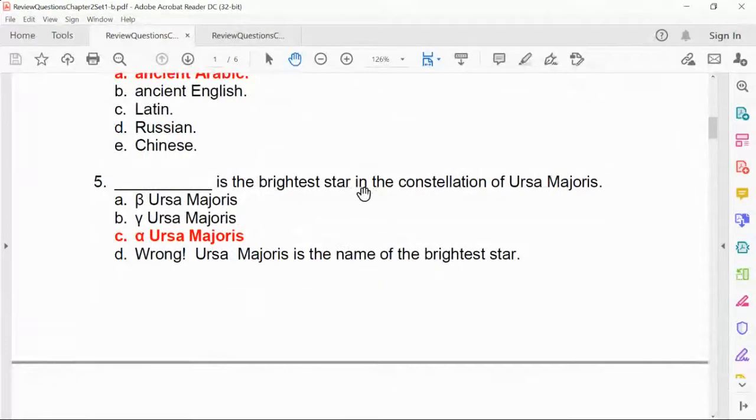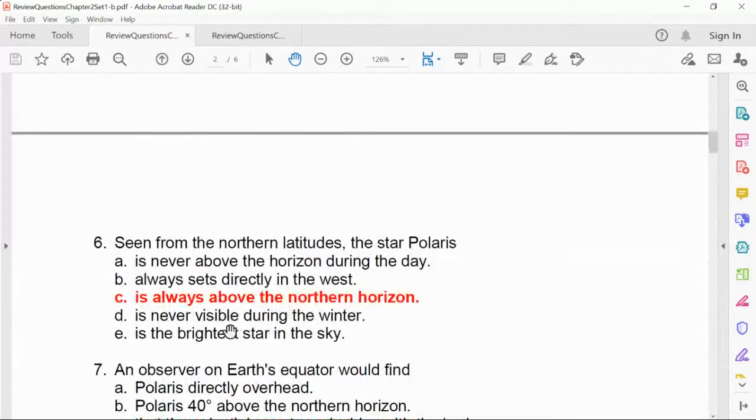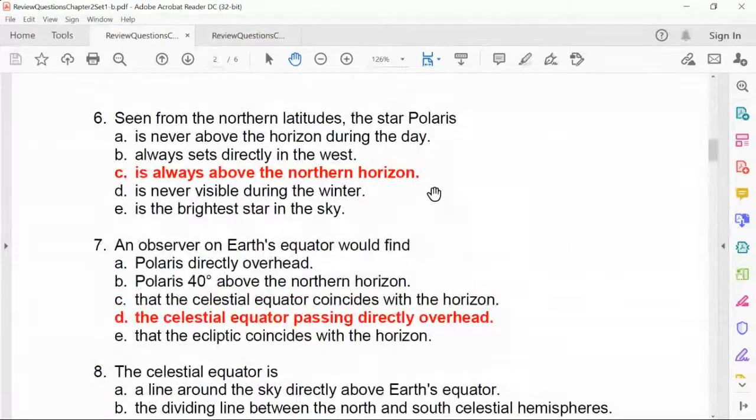Now, what is the brightest star in the constellation of Ursa Majoris? Remember, I told you the Little Dipper and the Big Dipper. The two names are Ursa Minor and Ursa Majoris. So Alpha Ursa Majoris is the brightest star in the constellation of Ursa Majoris. Seen from northern latitudes, the star Polaris is always above the northern horizon.